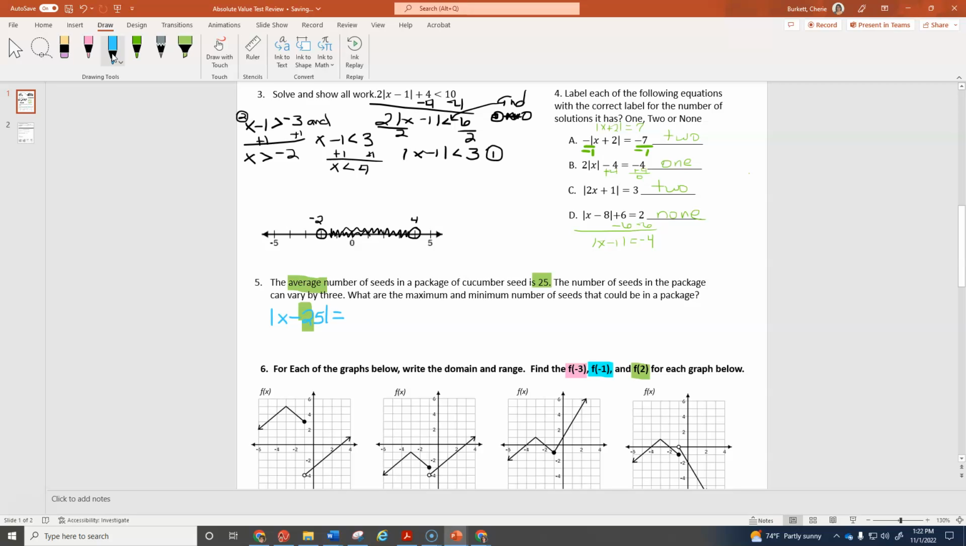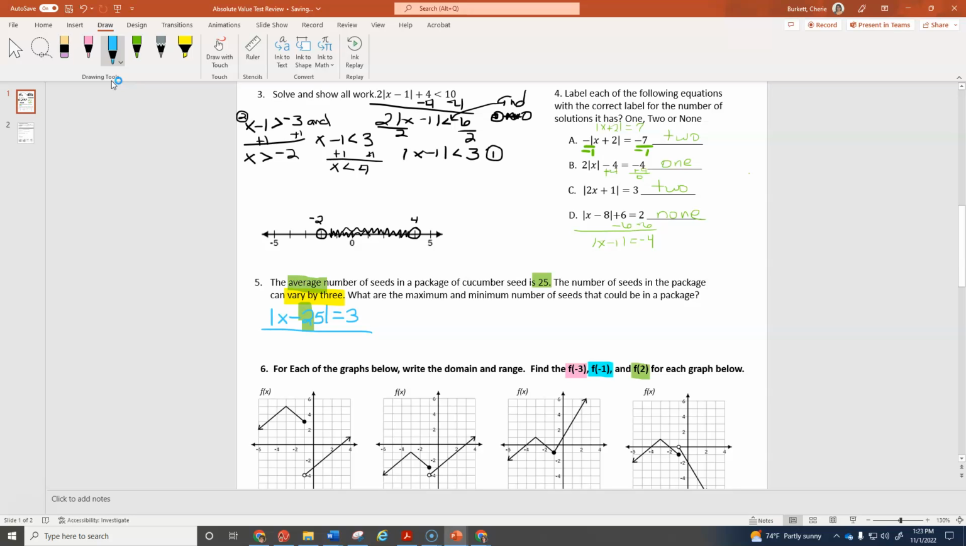So that's going to be an equal sign. And vary, there's my other keyword right there. It can vary by 3. So since it can vary by 3, the 3 is the number that goes right there. So that's the equation. The absolute value of x minus 25 is equal to 3.